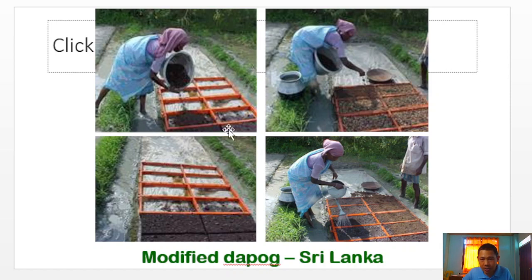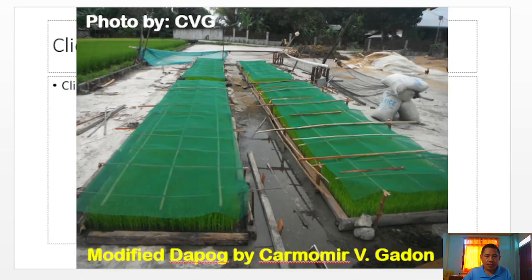So the field is covered with plastic mulch, and then they are using wooden separators, so they can easily create sods just like in using seedling tray in the wet bed method. So an example of a modified Dapod in concrete floor. This is in Victoria, Rojas.